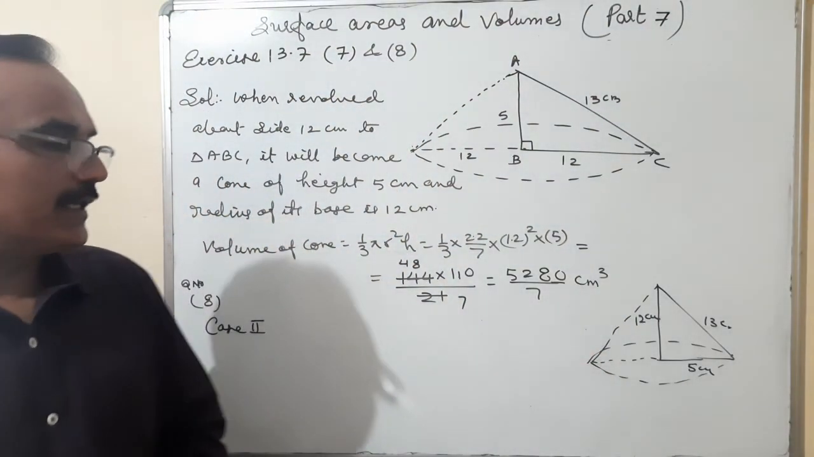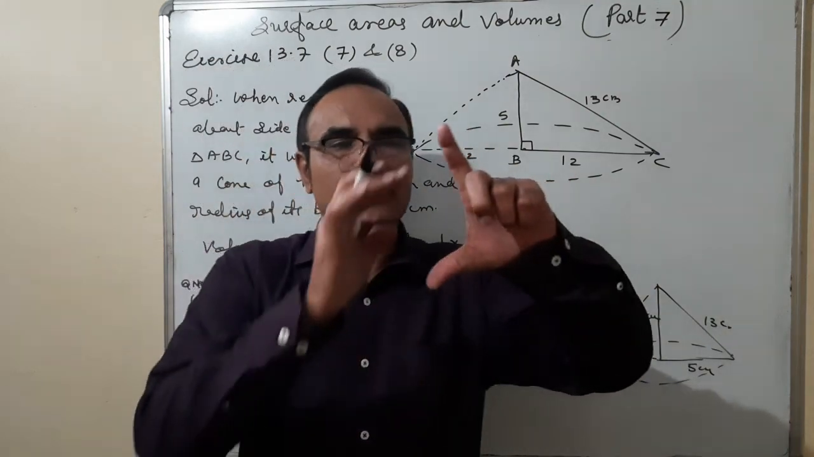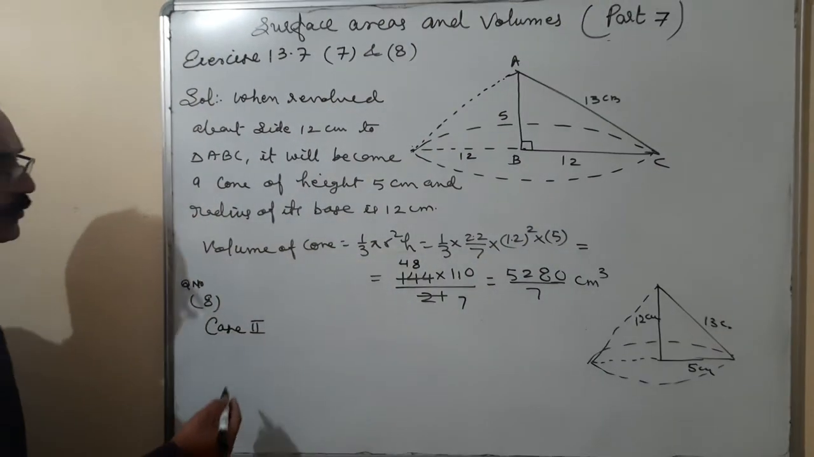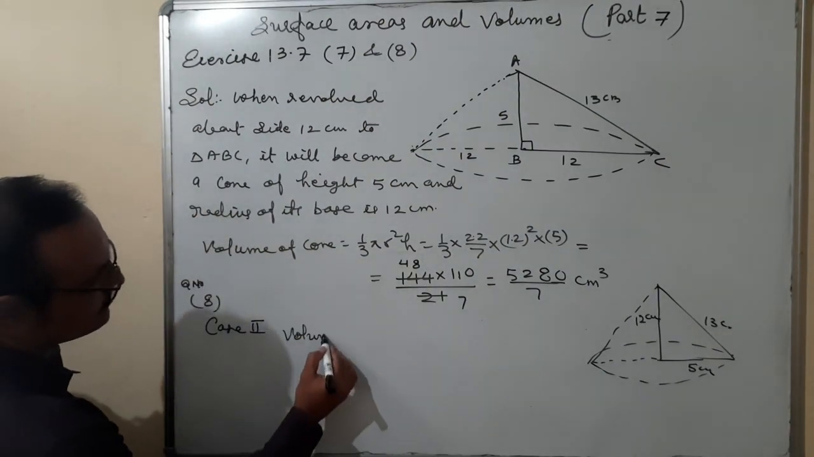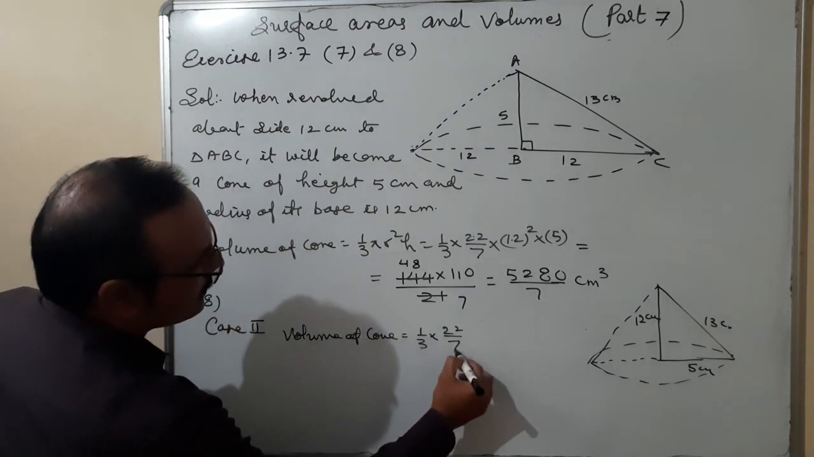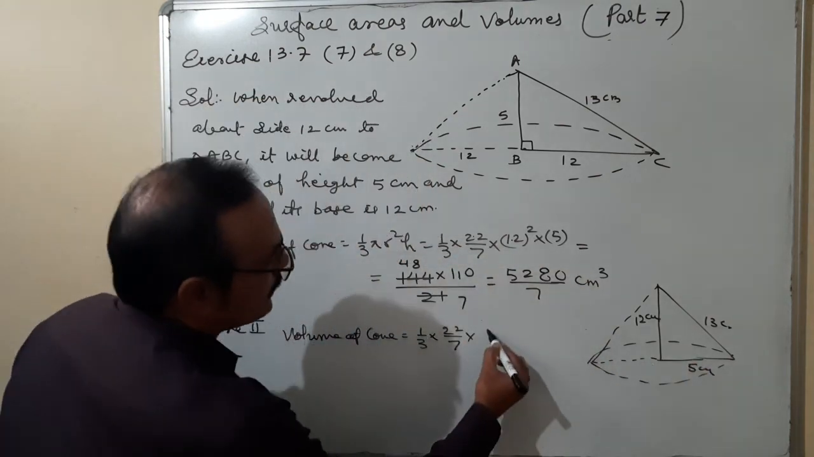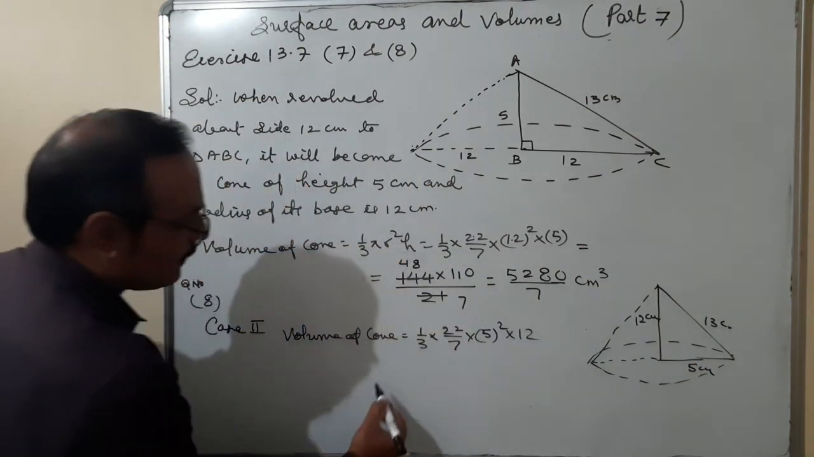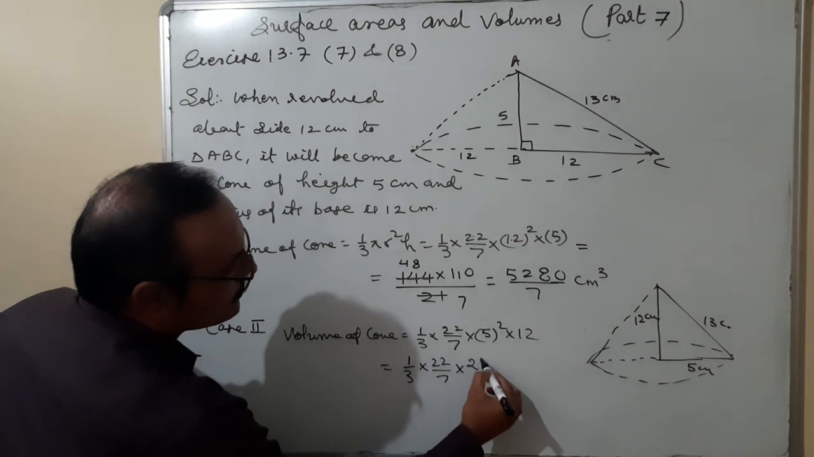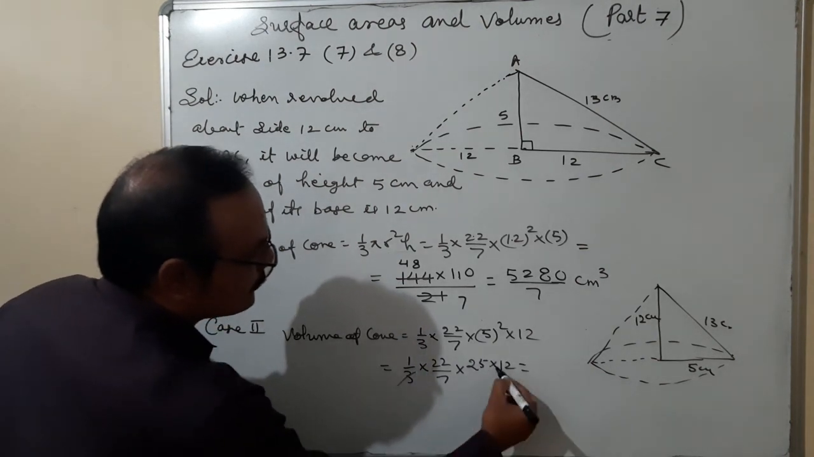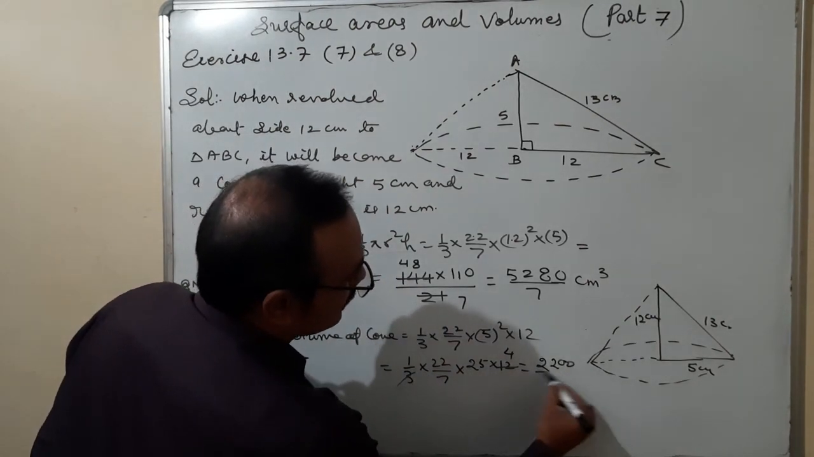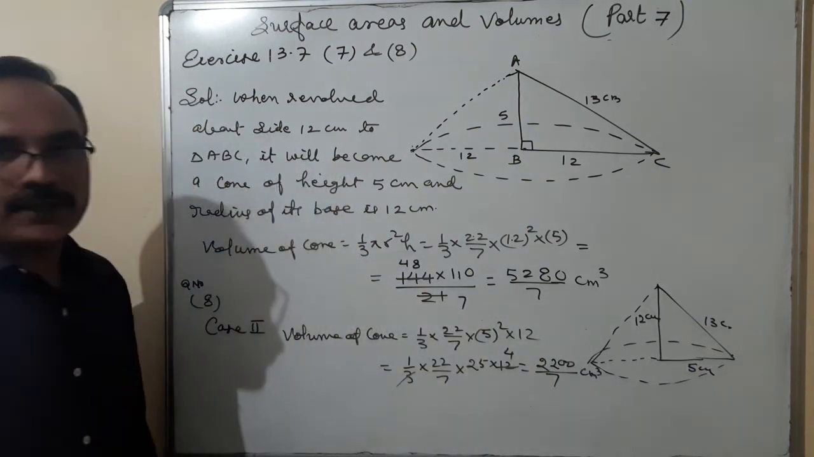In the second case, holding the 12 centimeter side and revolving it, the height is 12 and the base radius is 5. So the volume of the cone is equal to 1 upon 3 pi r square h. This time radius is 5 and h is 12. So it is 1 upon 3 into 22 upon 7 into 25 into 12. 3 fours are 12, 25 fours are 100, it is 2200 upon 7 centimeter cube. Is it okay?